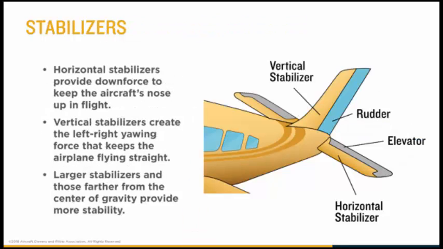So stabilizers on the tail also affect both pitch and yaw stability. Horizontal stabilizers provide downforce to keep the aircraft's nose up in flight. Vertical stabilizers create left and right yawing force to keep the airplane flying straight. Larger stabilizers and those farther from the center of gravity provide more stability.